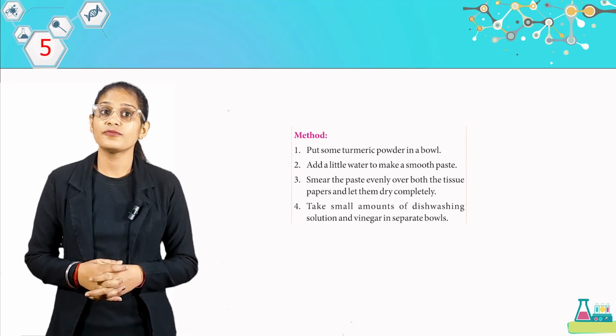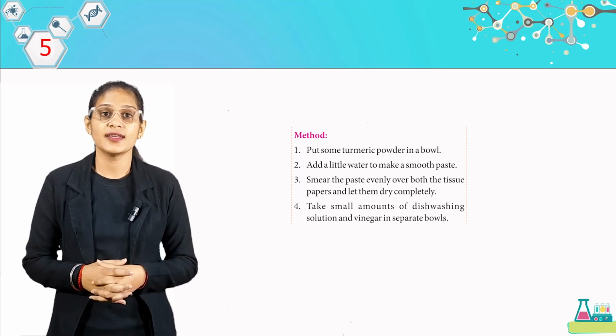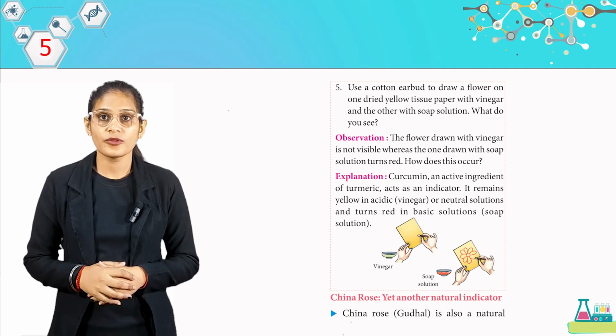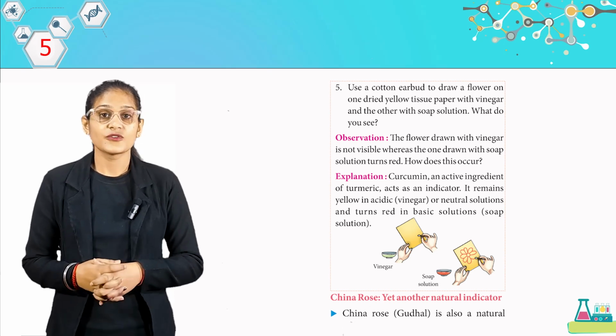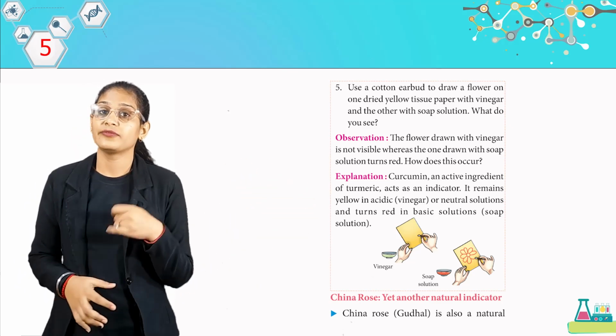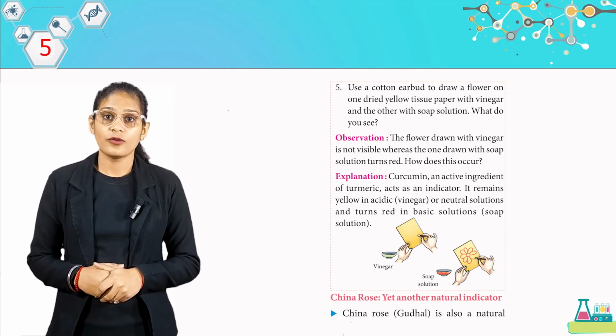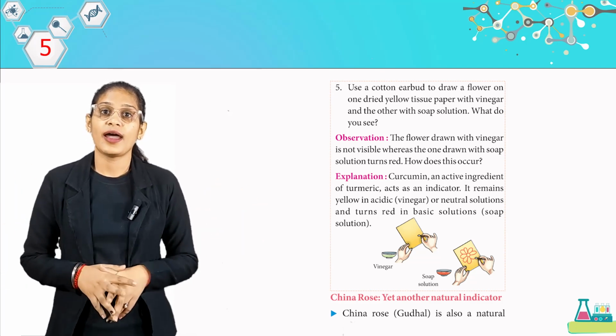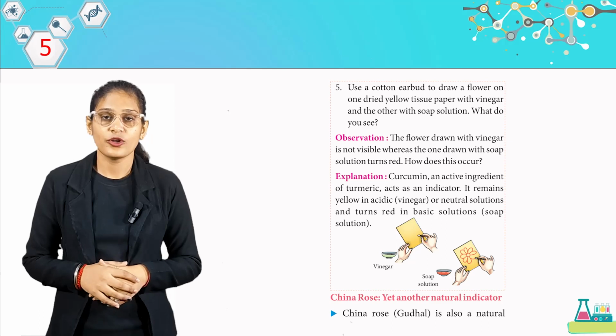Take small amounts of dishwashing solution and vinegar in separate bowls. Use a cotton earbud to draw a flower on one dried yellow tissue paper with vinegar and on the other with the soap solution. What do you see? So students, that's how you have to prepare turmeric paper. Then you have to draw a flower with vinegar on one paper, and on another paper you have to draw a flower with the help of an earbud dipped in soap solution.